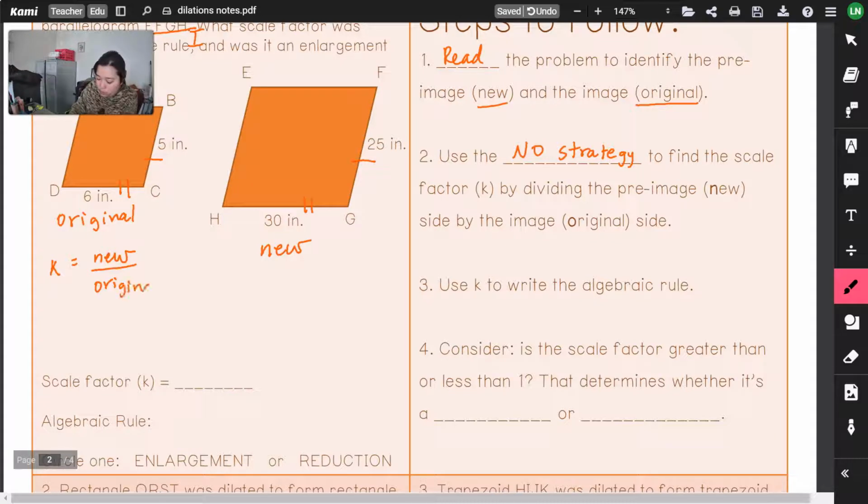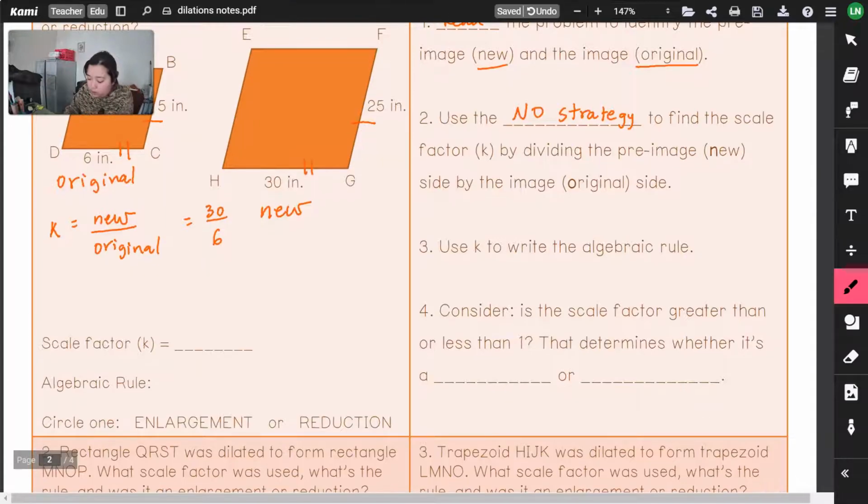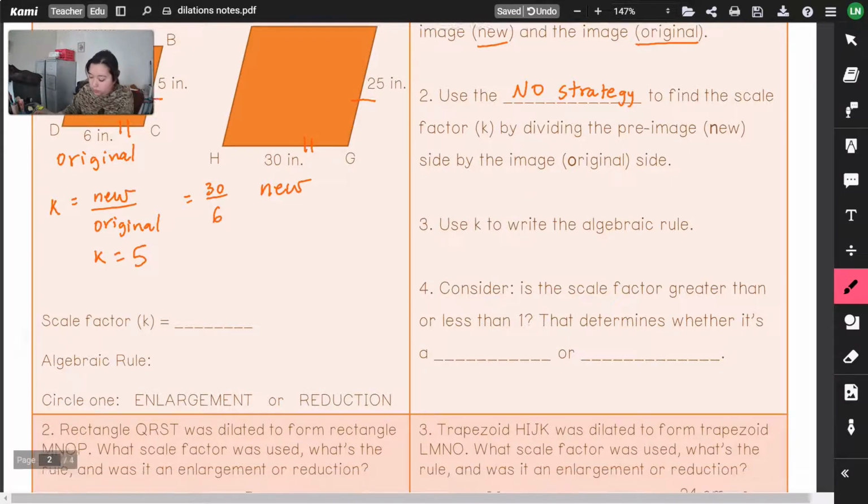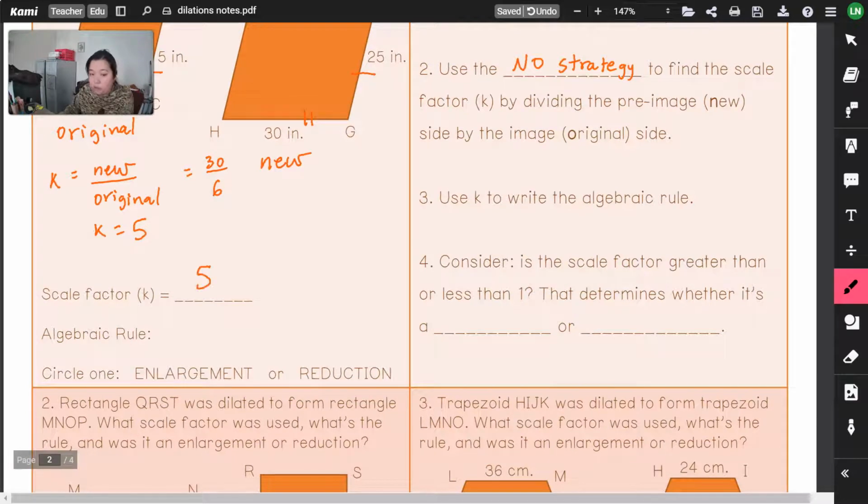So we're just going to pick a pair of sides. I'm going to go with 30 and 6, I guess. So 30 is from the new. The original side that goes with 30 is 6. 30 divided by 6 gives us 5. So the scale factor is 5. If we were to rewrite this as an algebraic rule, we start off with x, y, and the arrow. Okay, kx, ky. This time k is 5, so this is 5x, 5y. All there is to it.